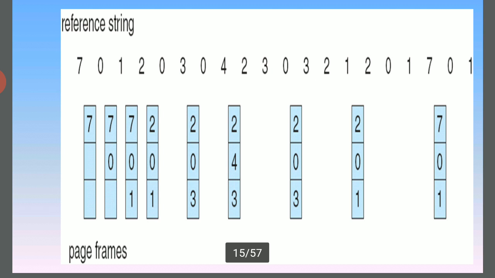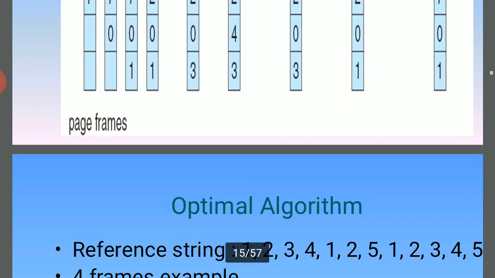So 7 0 7 0 and 7 0 1, the 7 is replaced by the 2, and the 0 is the same, 1 is the same, and the 2 is the same, 0, and the 1 place is replaced by 3. So the 2 place is the same, and the 0 place is replaced by 4, 3 plus 3, and in 2 0 3 here, a page is replaced by another page.